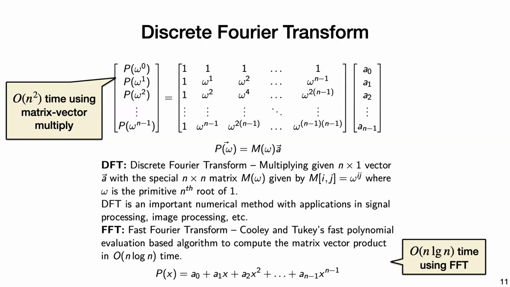And so this famous algorithm, fast Fourier transform, originally from Cooley and Tukey, is related to polynomial evaluation. So polynomial evaluation is you have this polynomial a0 plus a1x plus a2x squared up to an minus 1 x to the n minus 1. And we're going to show that this is related to this matrix vector multiplication. And you can compute this with this special matrix in n log n time.